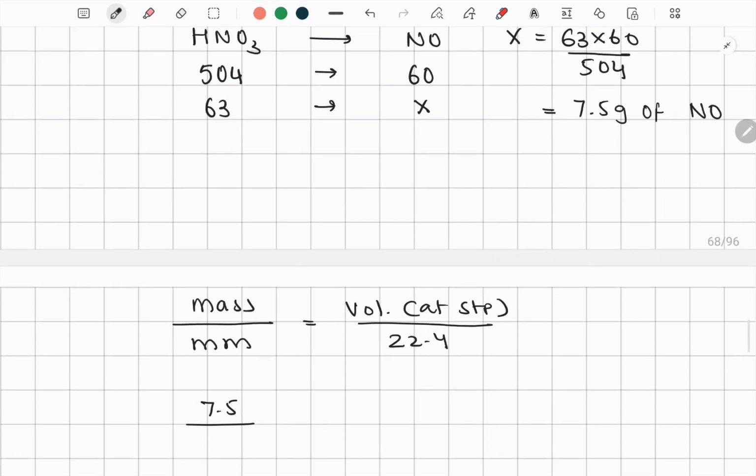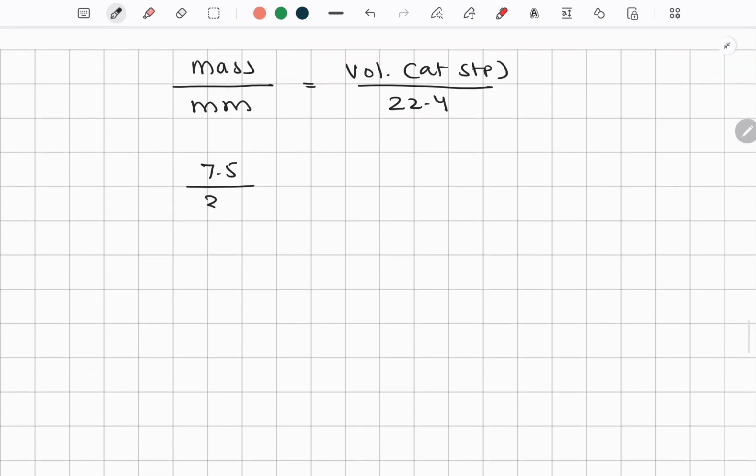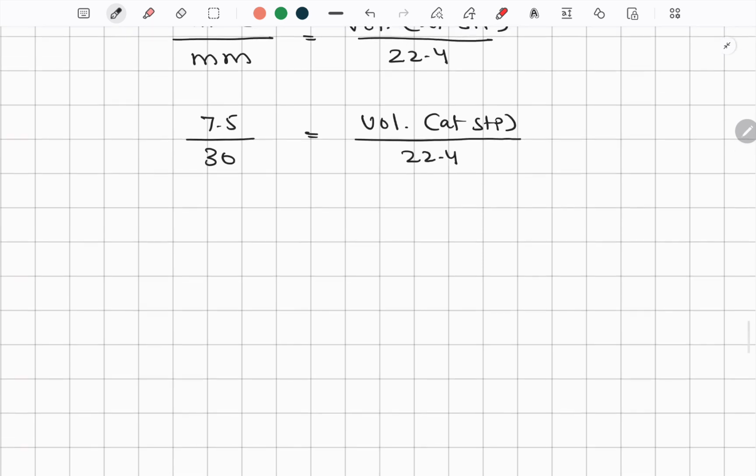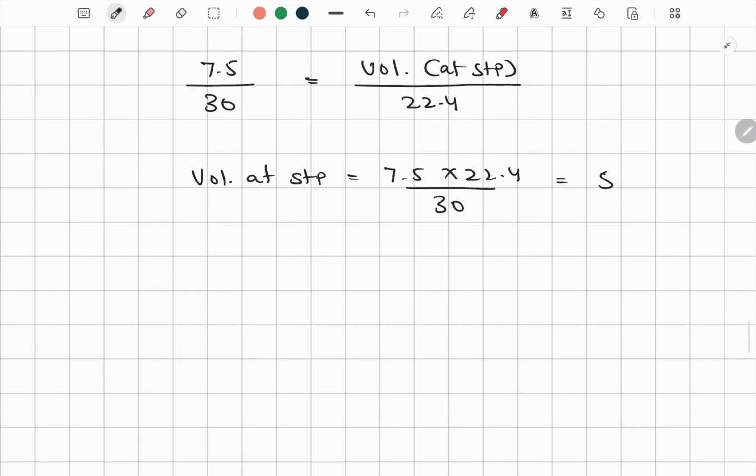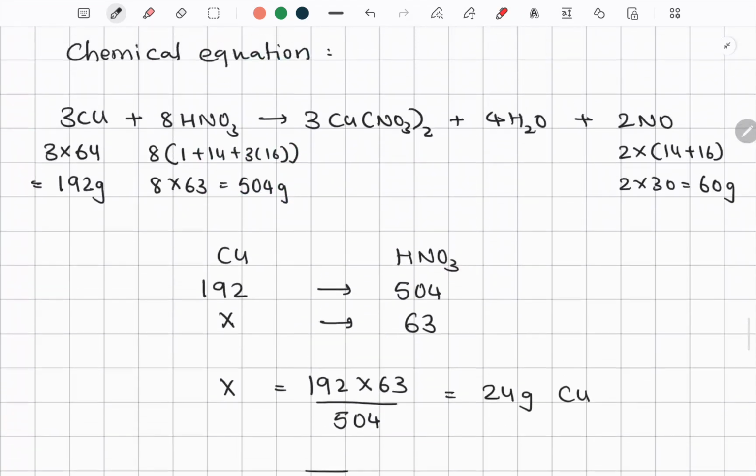Do we know the molecular mass? Yes, nitrogen is 14, oxygen is 16. When you add both, it becomes 30. So molecular mass is 30. Is volume given? No sir, that's what we have to calculate. Volume at STP, standard temperature and pressure, divided by 22.4. So volume at STP equals 7.5 into 22.4 divided by 30. When you solve this fraction, the answer becomes 5.6 liter of nitric oxide.